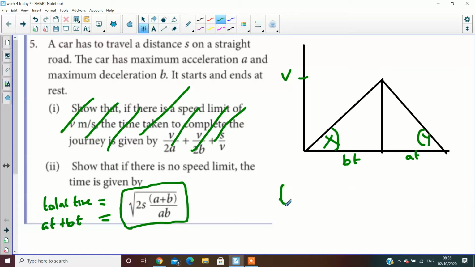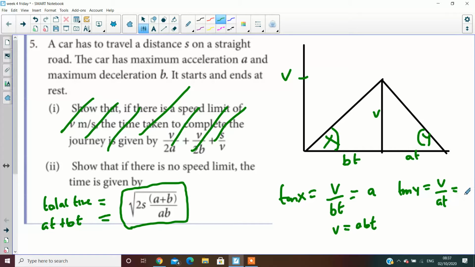So our usual trick is we usually use tan X and tan Y, don't we? It's one of our many tricks. So what do we write down here? Tan X equals V over BT, and that in turn equals A. So V would equal ABT. Go with that. What about tan Y? V over AT, and therefore V equals... That's what I was saying earlier. Sometimes you just get the same information twice. Nothing to be gained there, right?